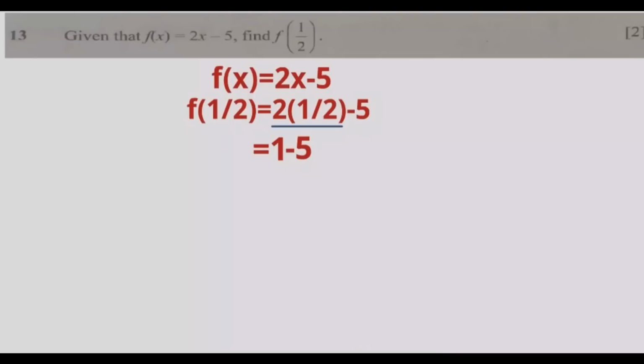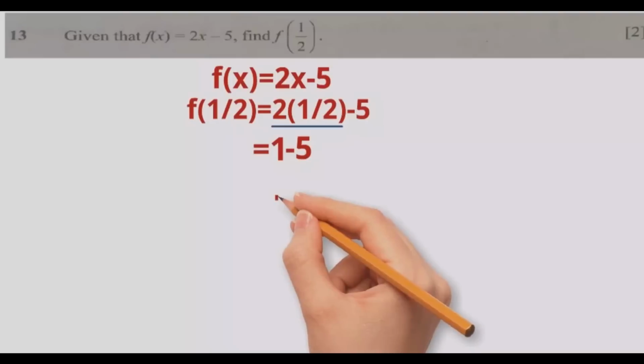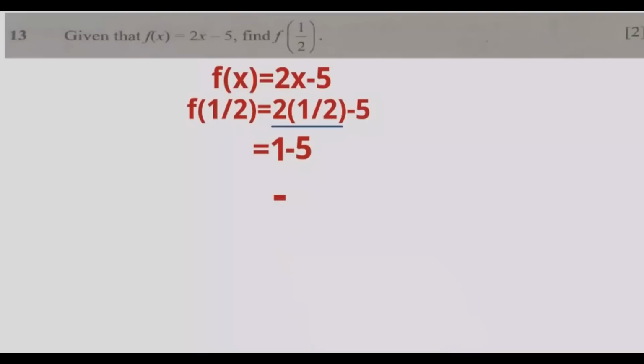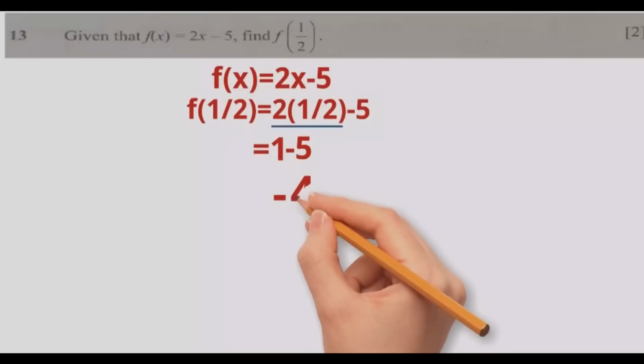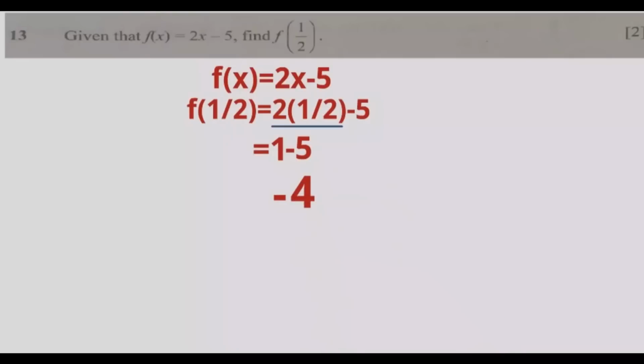It's a negative sign, so we're going to put minus. Then we say, what is the difference between 1 and 5? The difference is 4. So our answer is going to be negative 4. So negative 4 is our correct answer.